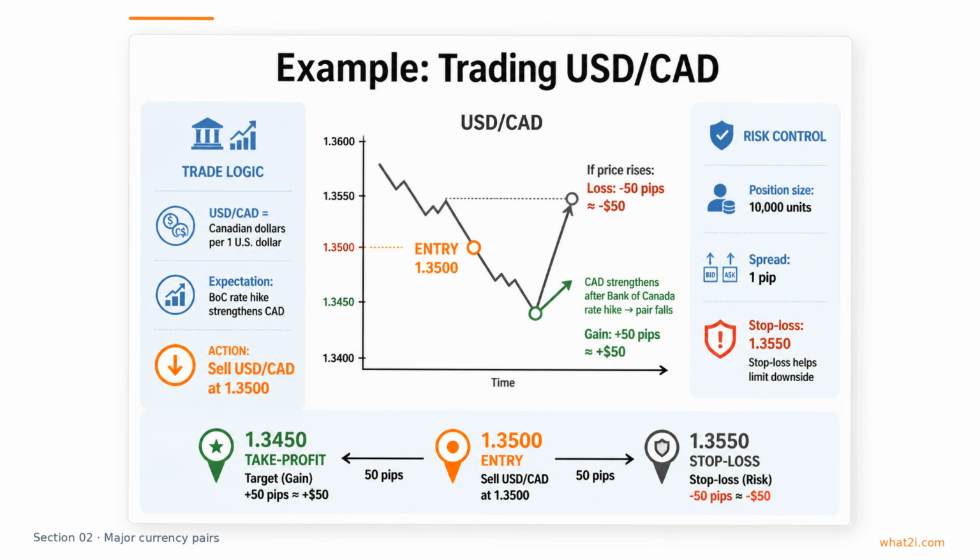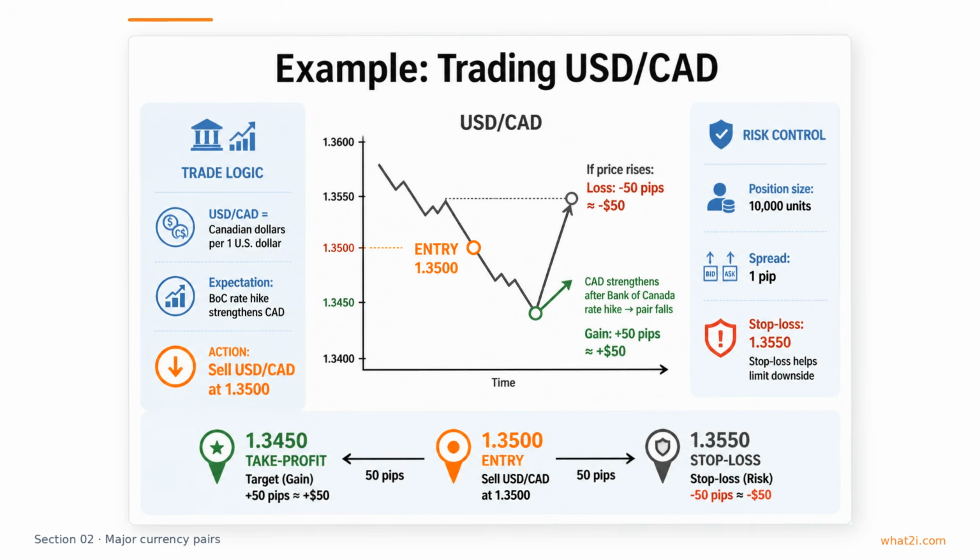Since the pair is priced as Canadian dollars per $1, a stronger Canadian dollar would tend to push USD/CAD lower. That means the trade idea is to sell USD/CAD. If the price falls to 134.50, that is a 50 pip gain, while a rise to 135.50 would mean a 50 pip loss. The setup is simple, but it shows how the trade direction comes from the base currency relationship.